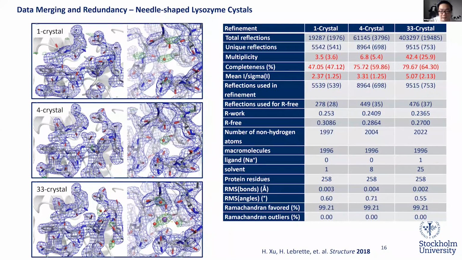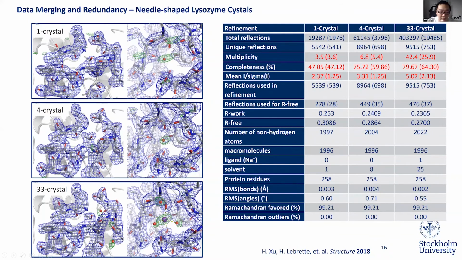And yeah, in terms of protein, we actually need to do this merging, as I mentioned before, because in this work, we've shown that by merging lots of data sets, maybe because of the preferred orientation, we don't get so much higher completeness. So 1 crystal gives you 47%, 4 crystals 75%, 33 crystals reached almost 80%. But if we look at the multiplicity, which is the redundancy, in other words, we get a very high redundancy in the 33 crystal data set.